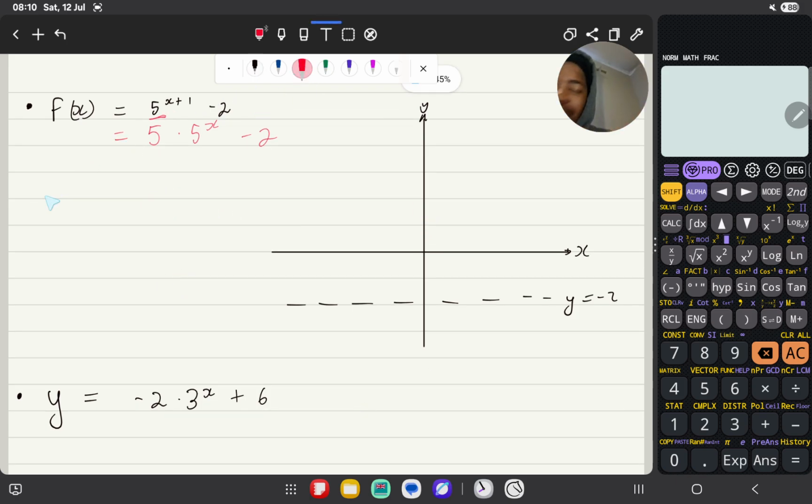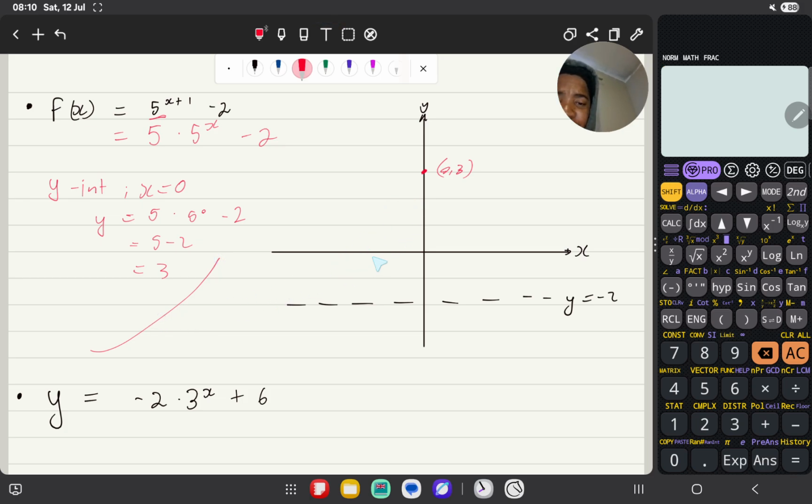So not the y-axis, we don't find the y-axis, we find the y-intercept. So y-intercept, x equals 0, so therefore y equals 5 multiplied by 5 to the power of 0, minus 2. Therefore you have 5 minus 2, you have 3. So 1, 2, 3, right? This is (0, 3), right? And you still remember your function is going to look something like this, right?